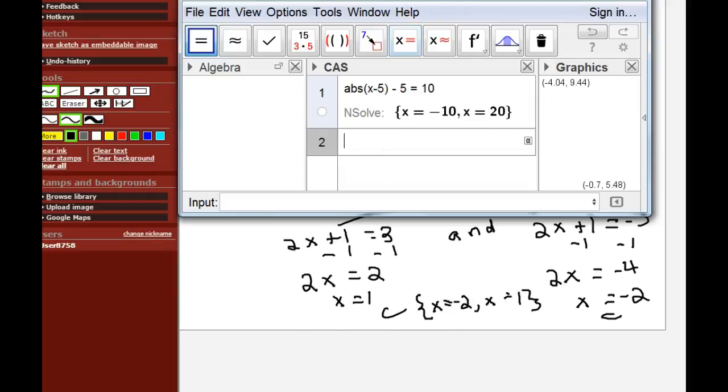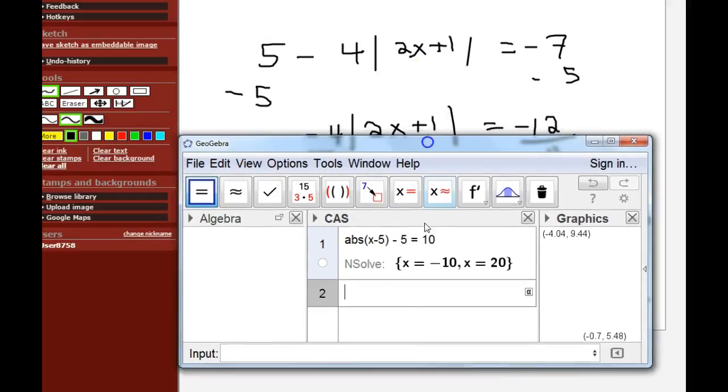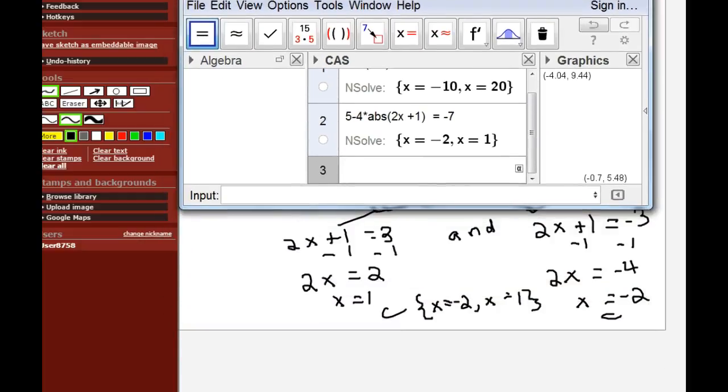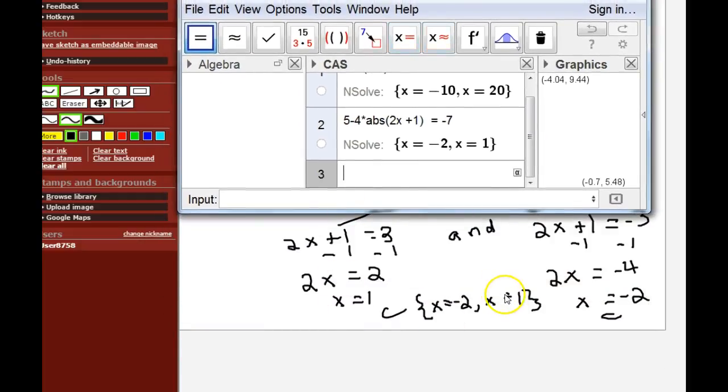All right, so let's go to GeoGebra, and I'm in the CAS view, so let's write this down. 5 minus 4, I'm going to put a times because I like to make sure it works perfectly. ABS, parentheses, 2x plus 1, equals negative 7. Now I'm going to do this button, solve numerically, see what happens. x is equal to negative 2, and x equals 1. And that's it. It works.